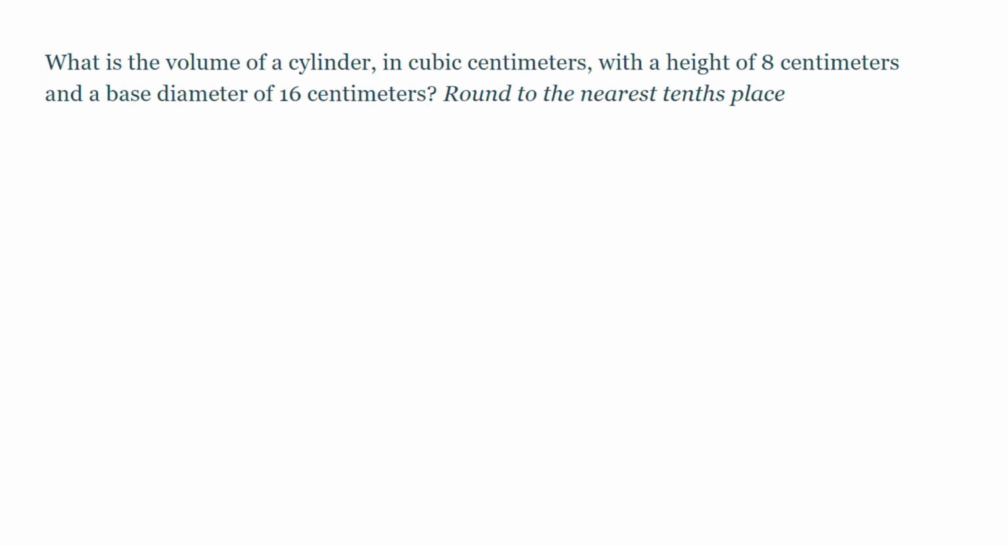Our next example says find the volume of the cylinder in cubic centimeters that has a height of 8 centimeters and a base with a diameter of 16 centimeters. Round your answer to the nearest tens place. So here's a rough draft of our little cylinder here. It has a diameter of 16 and it has a height of 8. Obviously my picture is not drawn to great scale here, but that's not the point.